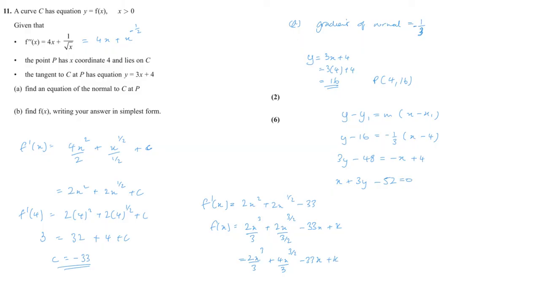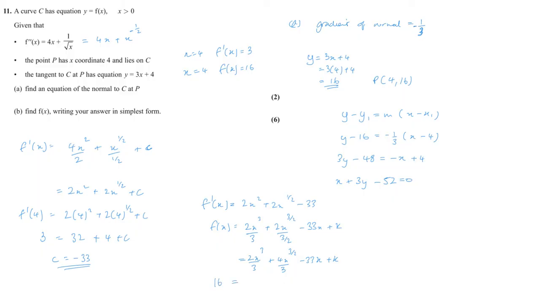So that is now my next step. And my next step is the point P. So when x is 4, y is 16. So for my first step, when x equals 4, dy by dx equals 3. And then final step, when x equals 4, y equals 16.